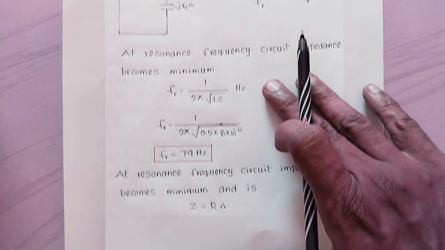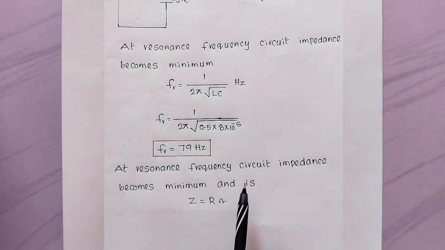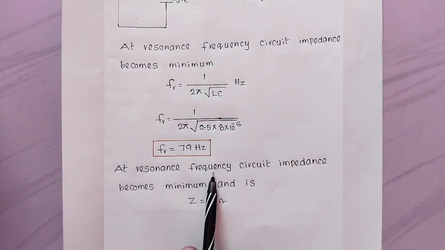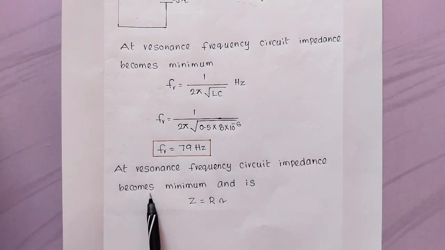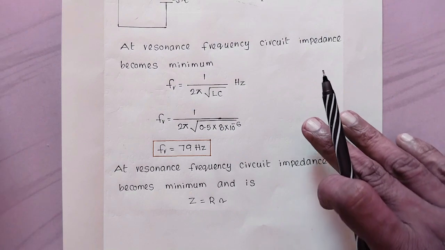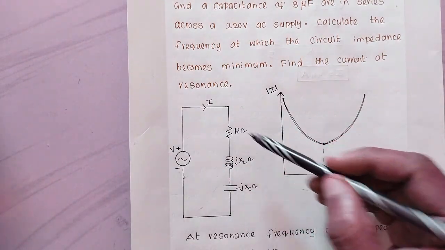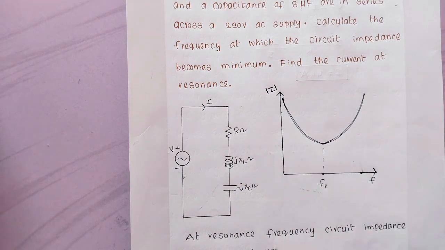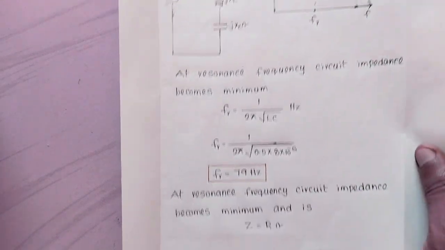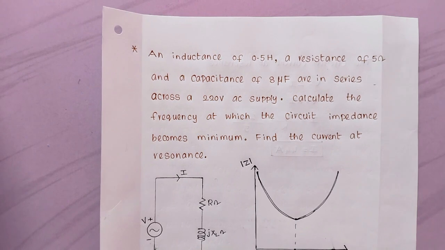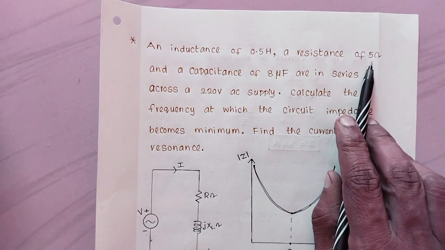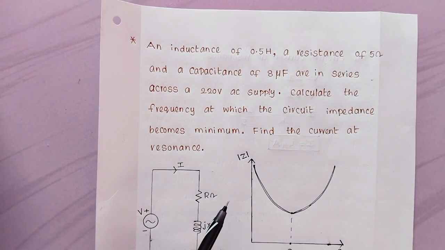And what is the circuit impedance at resonance frequency? At resonance frequency, circuit impedance becomes minimum and is Z equal to R ohms. So at resonance frequency, the impedance offered by the circuit is the resistance itself. The value of the resistance is given as 5 ohms. So impedance at resonance frequency is 5 ohms.